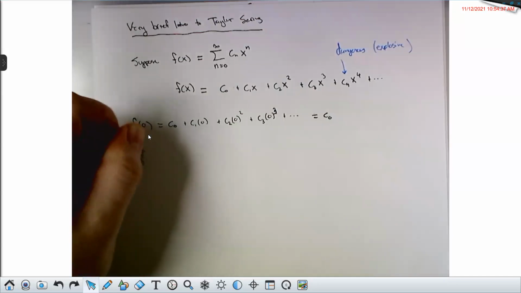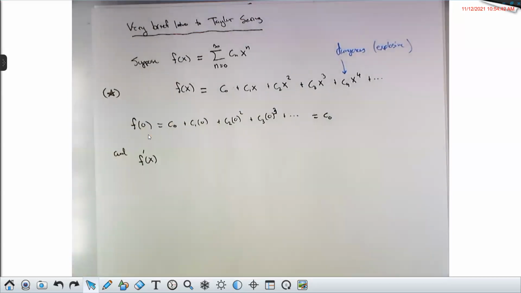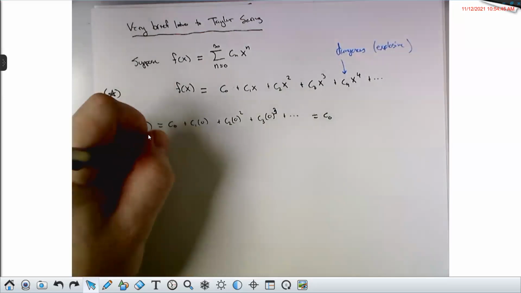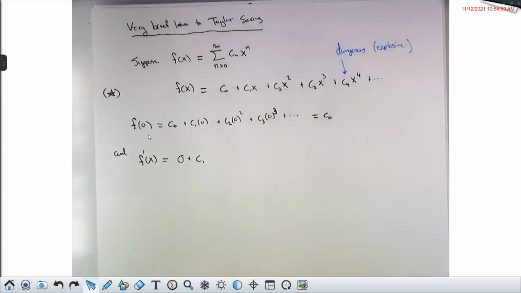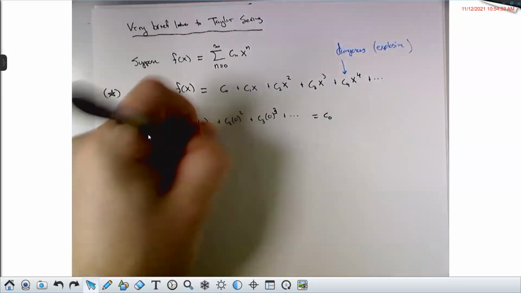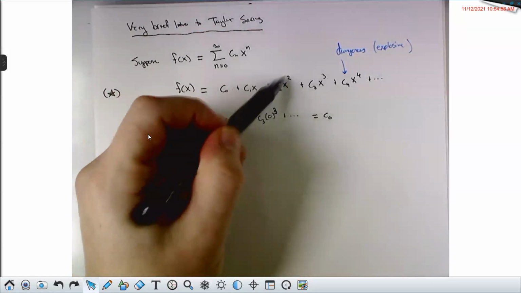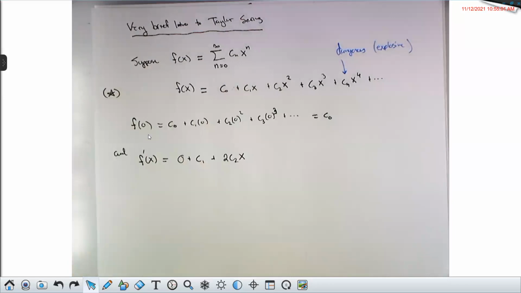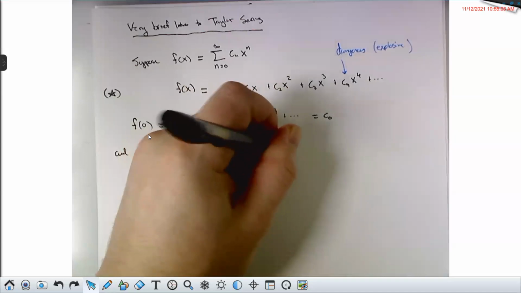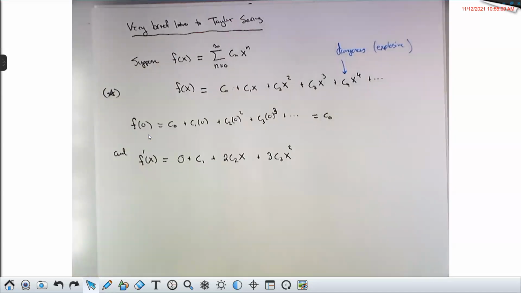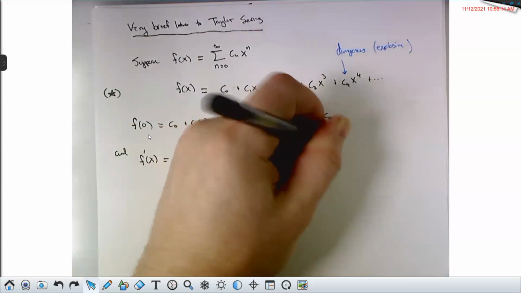And if you differentiate this original expression here, star, c_0 differentiates to 0. c_1 x differentiates to c_1. c_2 x squared differentiates to 2 c_2 x, right? x squared's derivative is 2x to the 1, just put the 2 up front. c_3 x cubed differentiates to 3 c_3 x squared. c_4 times x to the 4 differentiates to 4 c_4 x cubed.